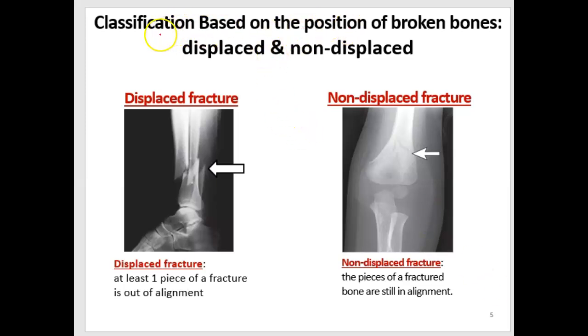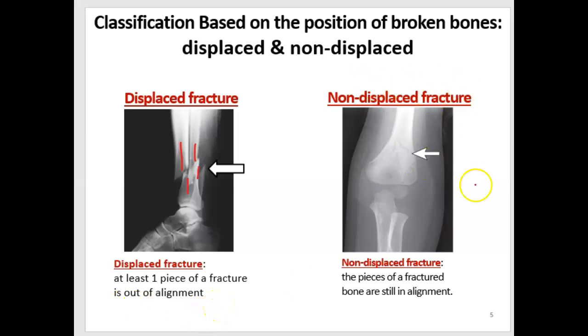Here are some other types of fractures, where the names are based on the position of the broken bones. So in a displaced fracture, notice that the two ends of the tibia that are broken have been fractured and are displaced, and the fibula probably too, right there. So there's at least one piece of a fracture out of alignment.